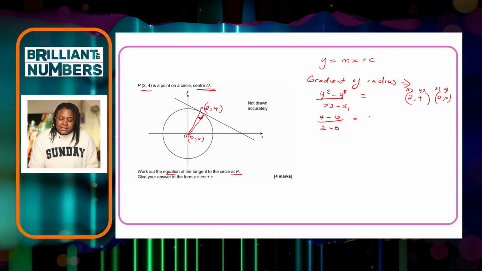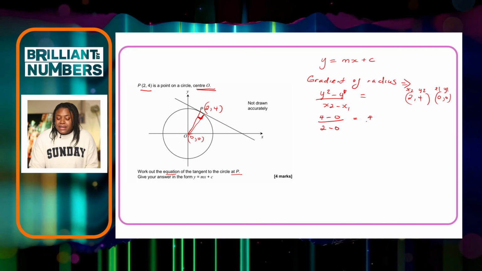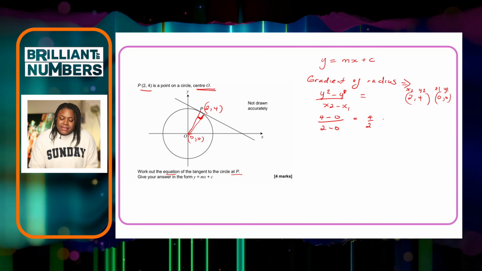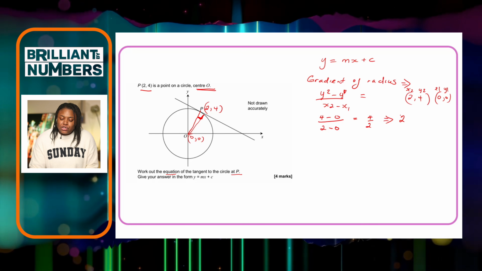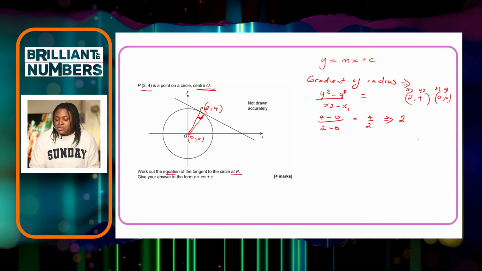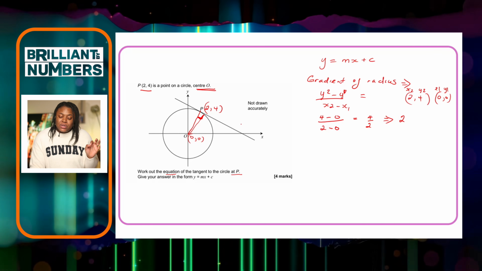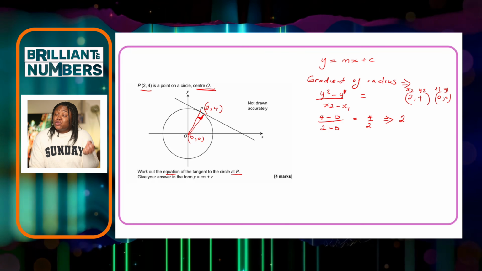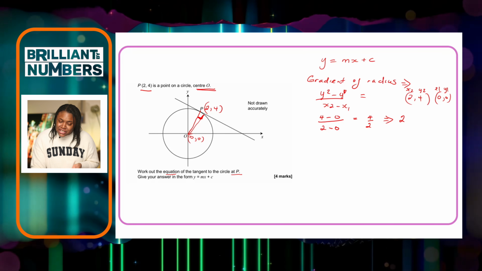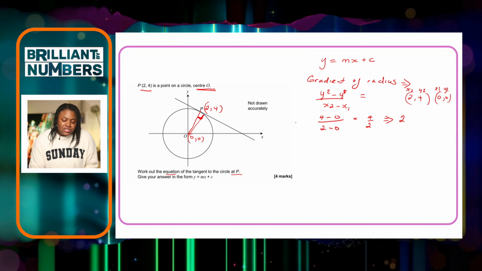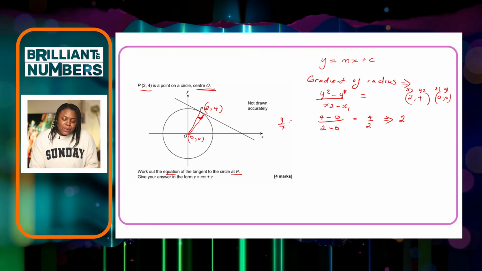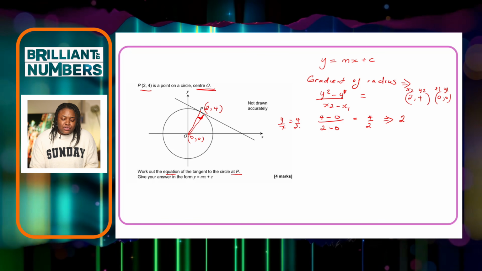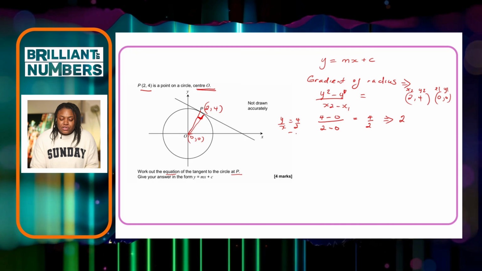So 4 take away 0 is still 4, 2 take away 0 is still 2, and that's equal to 2. So the gradient of the radius is 2. Now, you could see that because I know I'm going to always subtract 0 when the center is 0, 0, I could have just done x over y, which is 4 divided by 2. Gets me straight to the answer of 2.